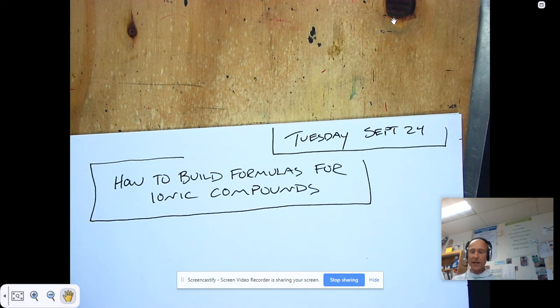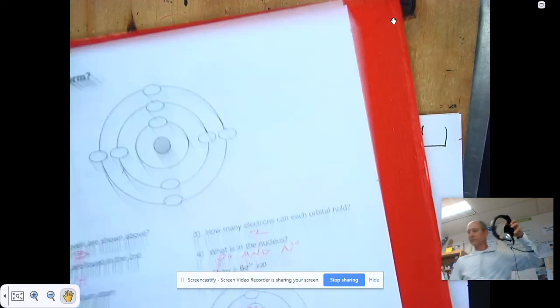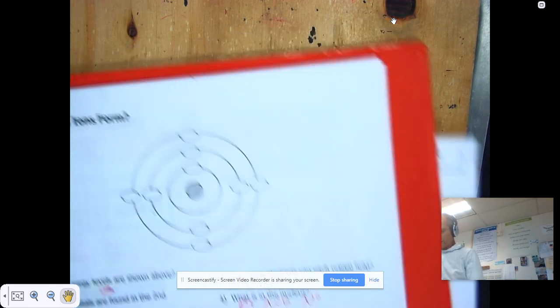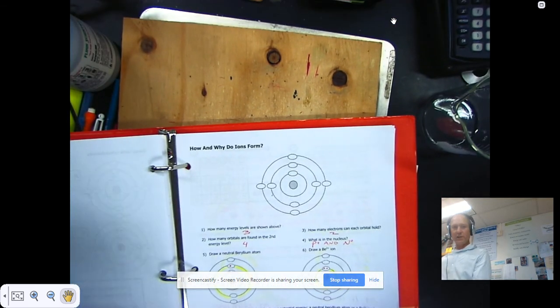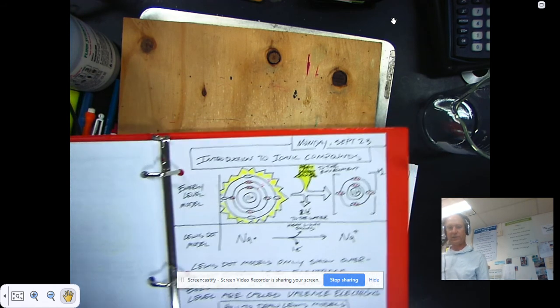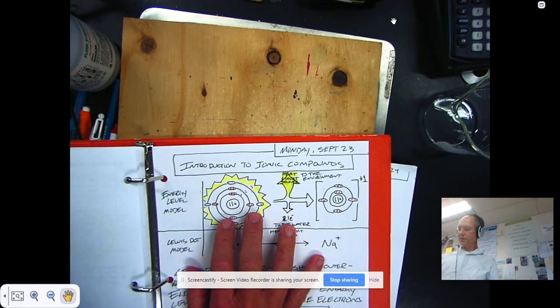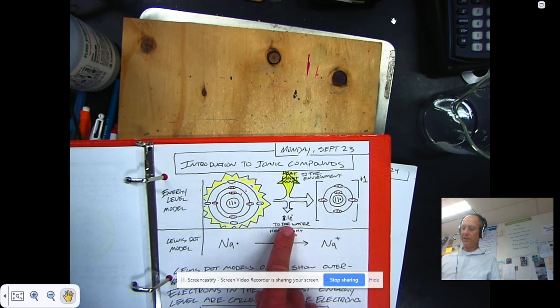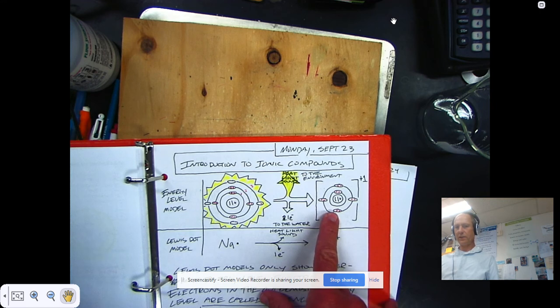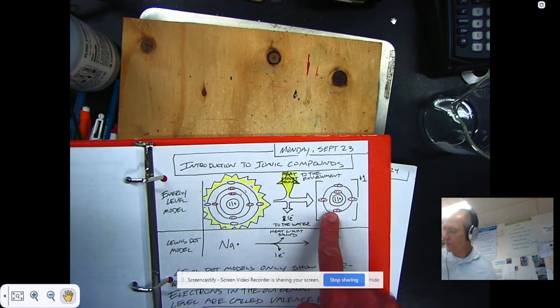Okay, so last time what we did is we learned how and why ions form. So it looked like this. This was actually a while ago, but we continued it yesterday with this right here. So we looked at these neutral atoms and we saw how they have a whole bunch of potential energy, and they give that energy away as they take or give electrons in order to get a full outer or valence shell.